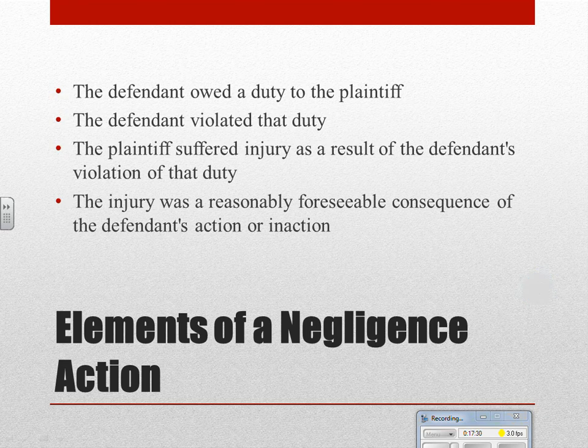So we have elements of negligent actions. The defendant must have owed a duty to the plaintiff. The defendant must have violated that duty, and the plaintiff must suffer injury as a result of the violation. And the injury must be foreseeable.